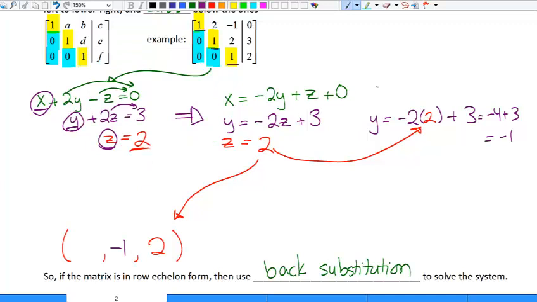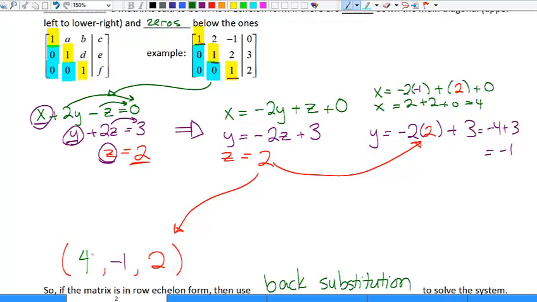Now I'm going to take the z and the y and back it up and substitute it into the equation for x. So x is equal to negative 2 times y plus z plus 0. But the y I know is negative 1. The z I know is 2. So I'm going to go ahead and plug in those values, and I get 2 plus 2 plus 0, which is 4. So therefore x is equal to 4. So row echelon form is really important. If I'm in row echelon form, then I can back substitute and get the solution to the system of equations.